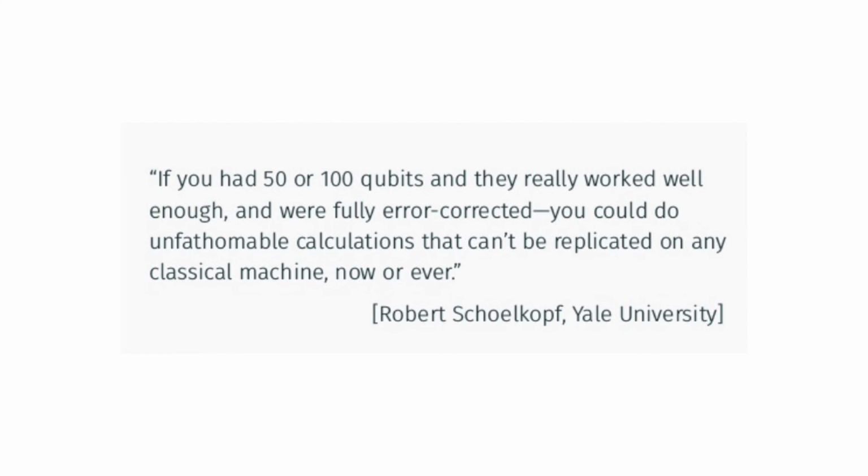In order to be as powerful as the most powerful supercomputers on Earth, we generally need about 60 qubits. And at that point, we'll have reached what's called quantum advantage, and our quantum computers will be able to solve problems that classical computers cannot solve.